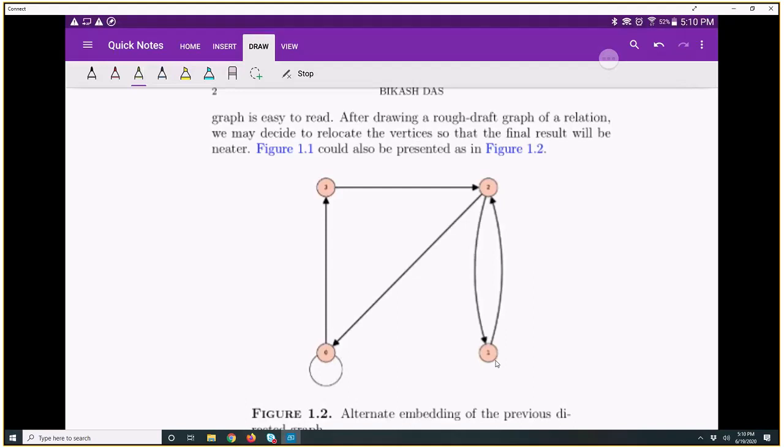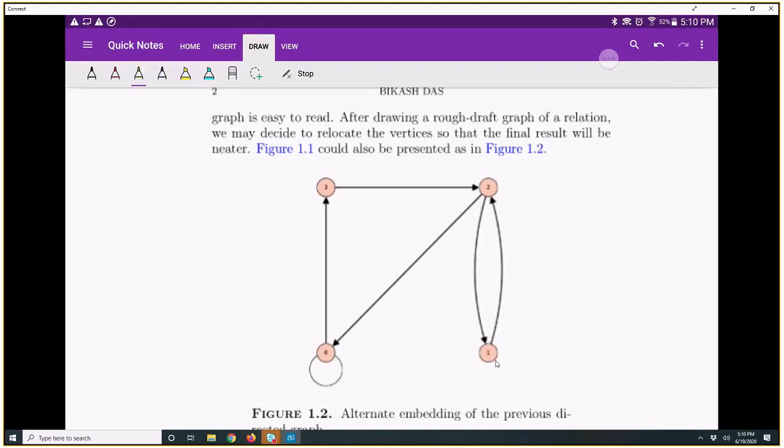So there are many different ways to represent the same relation as a directed graph. And for example, you'll see figure 1.2 on your screen is actually the same graph as figure 1.1 above. It contains the same information.